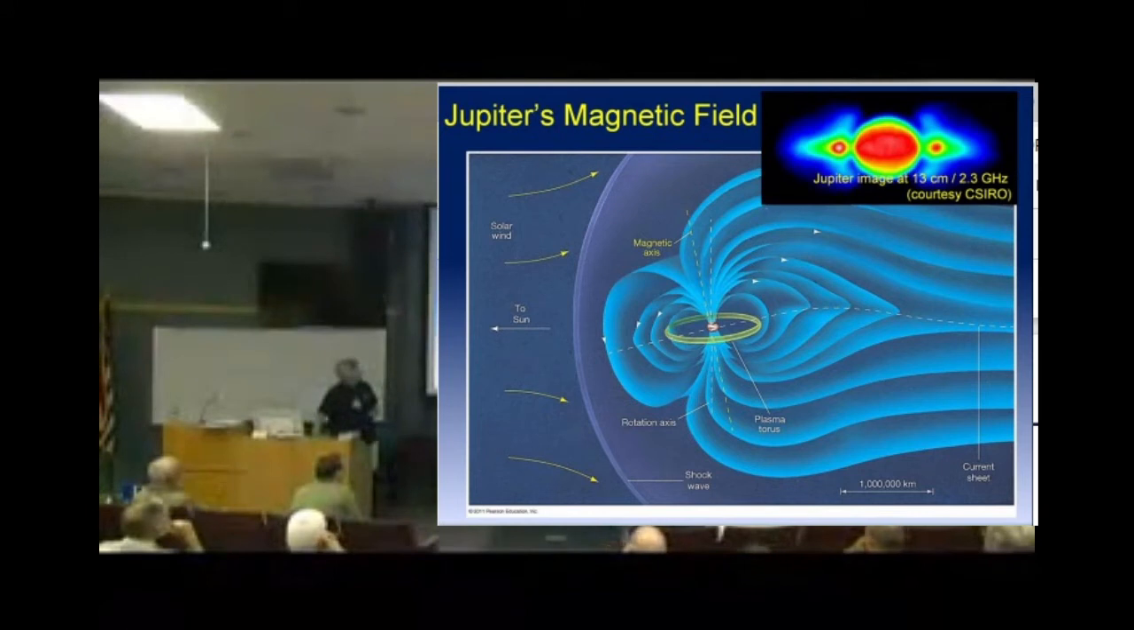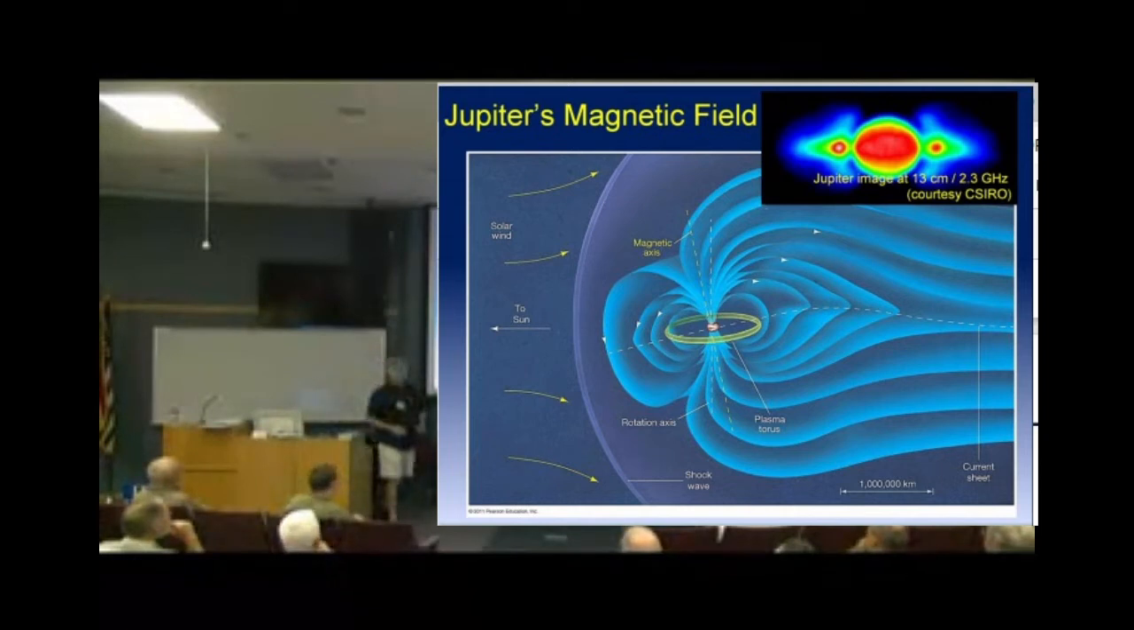Just another view of Jupiter's magnetosphere. This is a synchrotron image, so 13 centimeter measurements of Jupiter's magnetosphere, and here you can actually see the radiation belts there. And then this is the plasma that makes up what we call the Io torus. So Io being volcanic and orbiting around Jupiter about once every 42 hours.